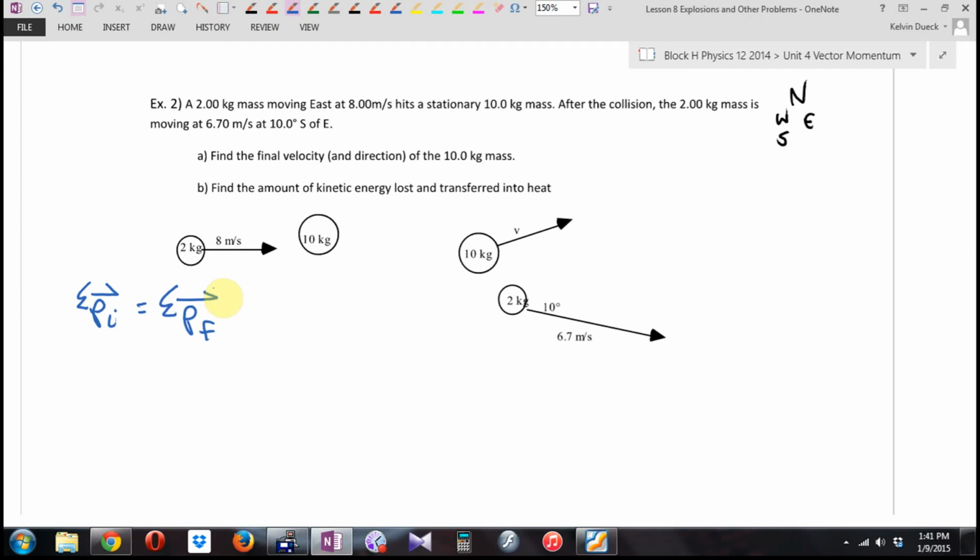Before the collision, what's moving? Mass 1, mass 2, or both? Mass 1. Wham, they collide. After the collision, both. Stuck together, separate? Separate.